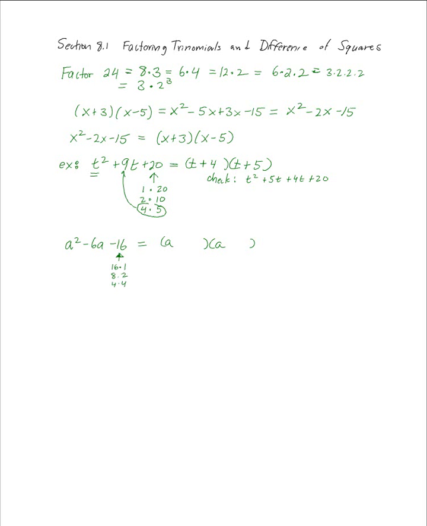All right, but one thing I need to notice on this problem is that I have a minus 16. So in order to get a minus 16 here, one of my numbers is going to have to be negative, and one of them is going to have to be positive. That's the only way I can get a negative on the end.